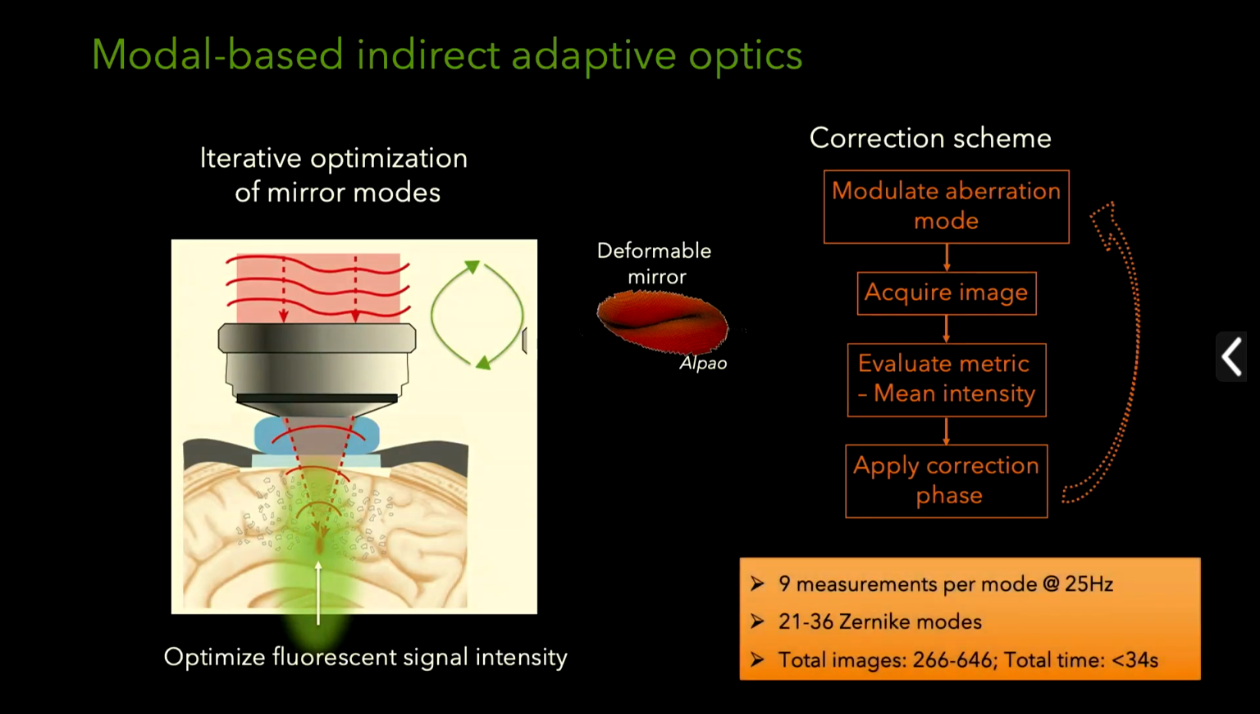Now the advantage here is also, since the modal adaptive optics allows you to independently optimize them, that the fluorescence only needs to be stable over around 9 measurements, which we take for every single mode to then fit and find the optimum. And since we are doing this at 25 Hertz, it only takes us a fraction of a second to actually find the correct aberration correction.